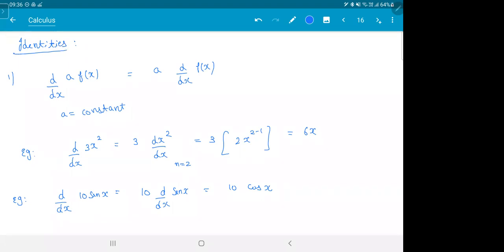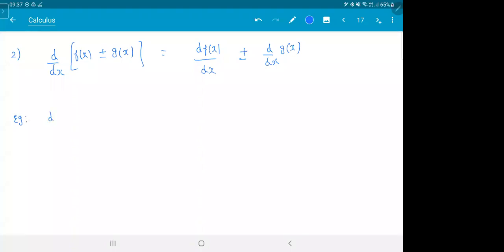Copied? Can I turn the page? Turn the page. Second identity. Suppose you have a function plus or minus another function, then you just differentiate the functions separately. If it is plus, then put plus. If it is minus, put minus. Whatever is the sign.